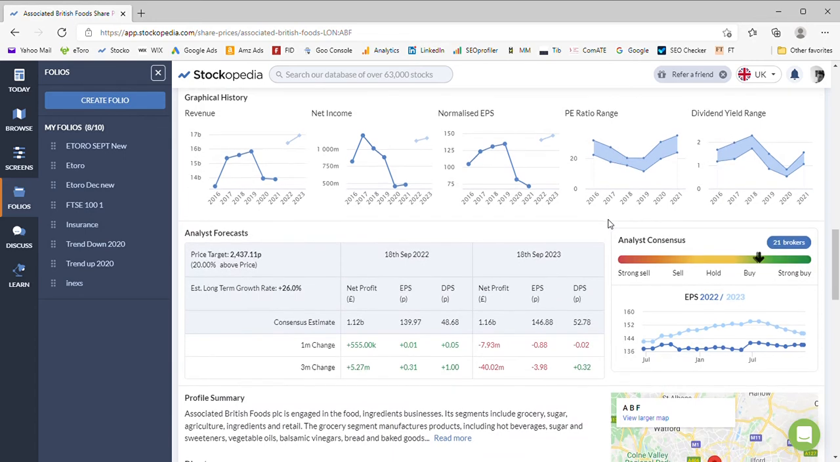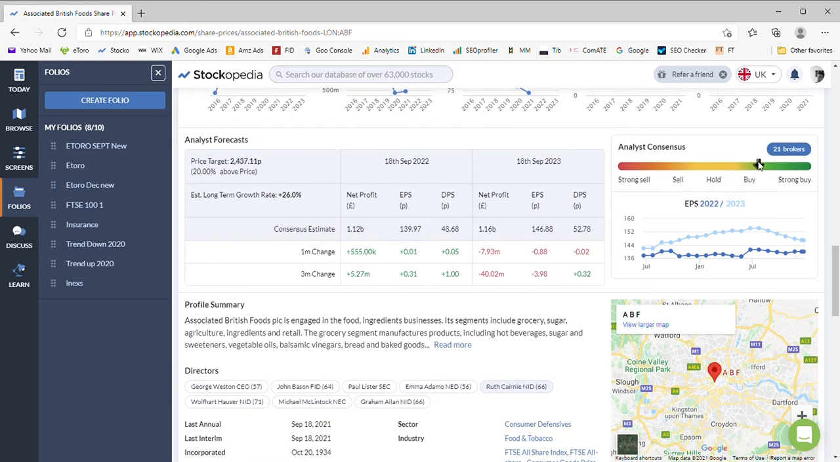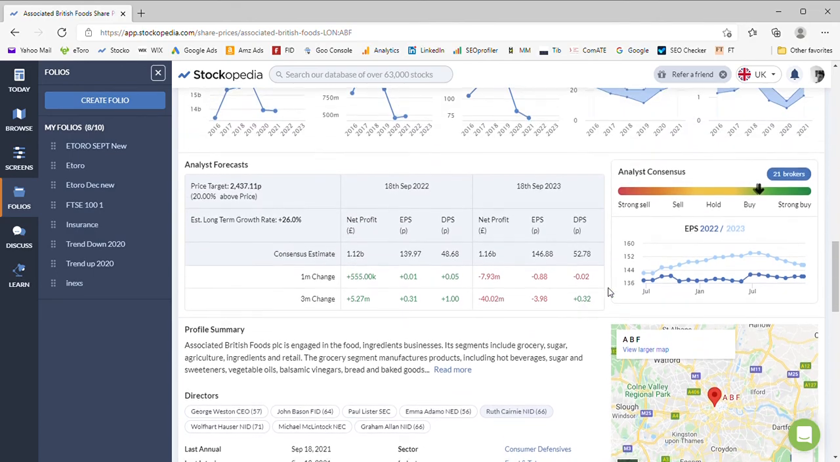And ABF has 21 brokers covering it, so pretty broad spread, and they are at a consensus of a solid buy, not quite the strong buy yet, but a solid buy. They think that a price target of pretty much back to where it was before COVID, two and a half thousand pence, 20% above the current price, is ultimately where this share could end up at some point in the future.